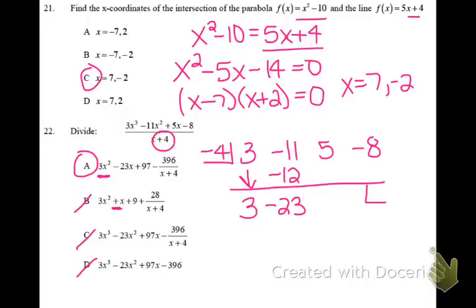So I have negative 23 times negative 4 is positive 92. Combine, that gives you 97. Multiply, that gives you negative 388. Combine, and you get negative 396 as your remainder. And your remainder always gets added on the end over what you divided by, so your answer is still A anyway.